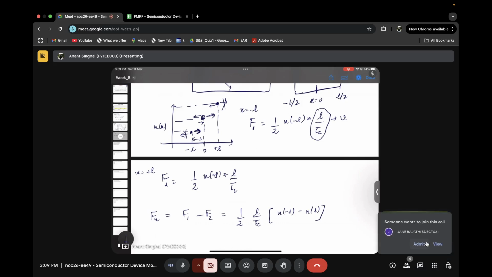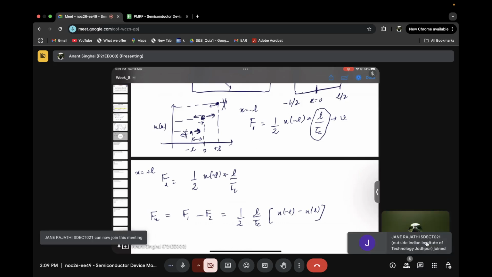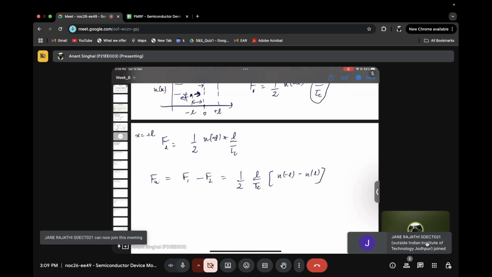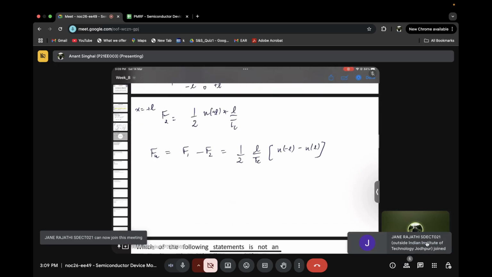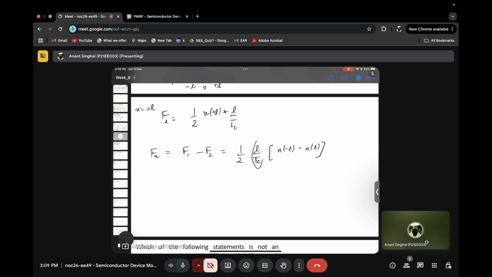So this is the overall flow of electrons. We have already established that L by tau c is nothing but your velocity, right? Let's say I'm talking about the extreme case. This is the thermal velocity as of now, so I'm writing this as V_TH. So I can write the overall flow of electrons as V_TH by 2, and then again the same thing, N at minus L minus N at L.